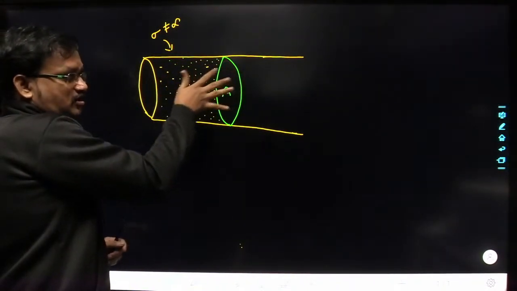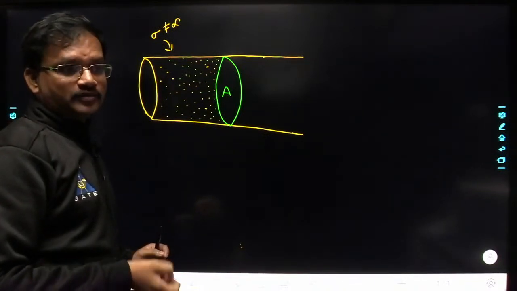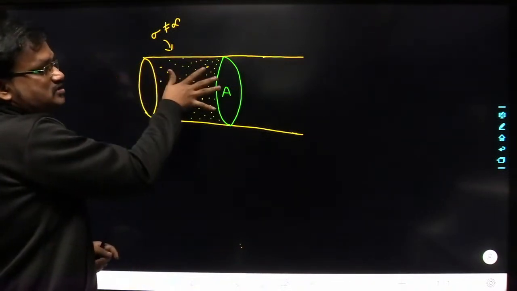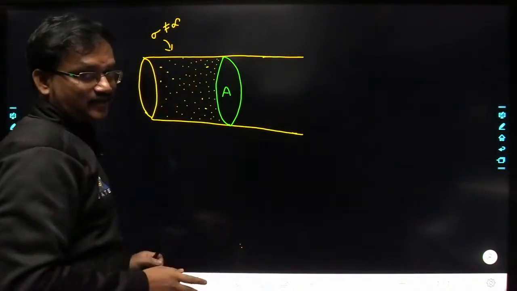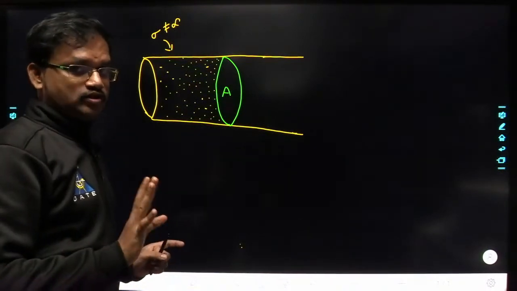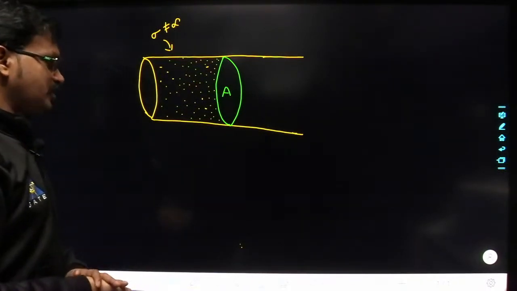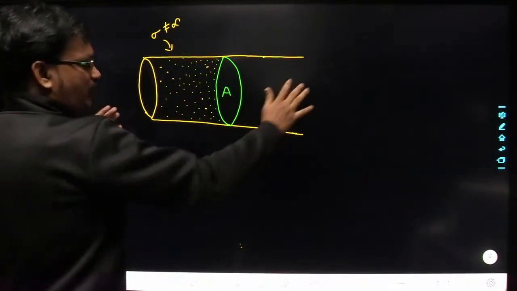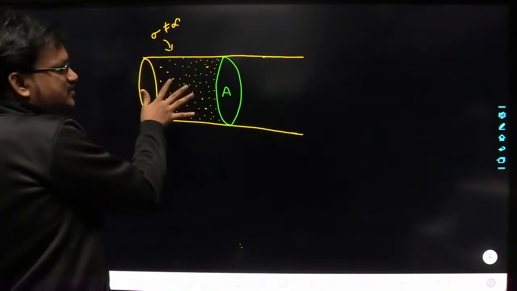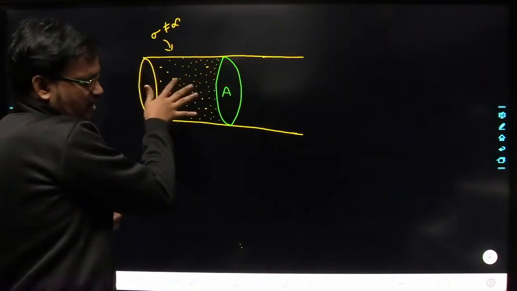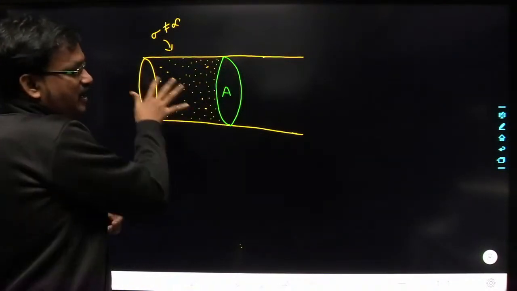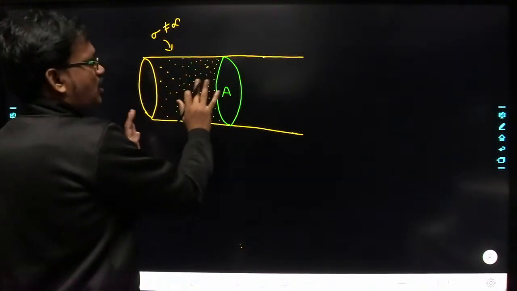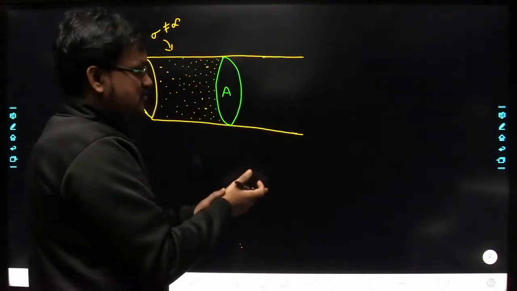are crossing this cross section per unit time is called as what here? Is called as current. Yes or no here? We know that, right? Now see here, this is at some instant of time. Now here I have applied some potential difference and all these charge carriers are flowing through this surface, or I can say they are crossing this surface. Understood? Okay.